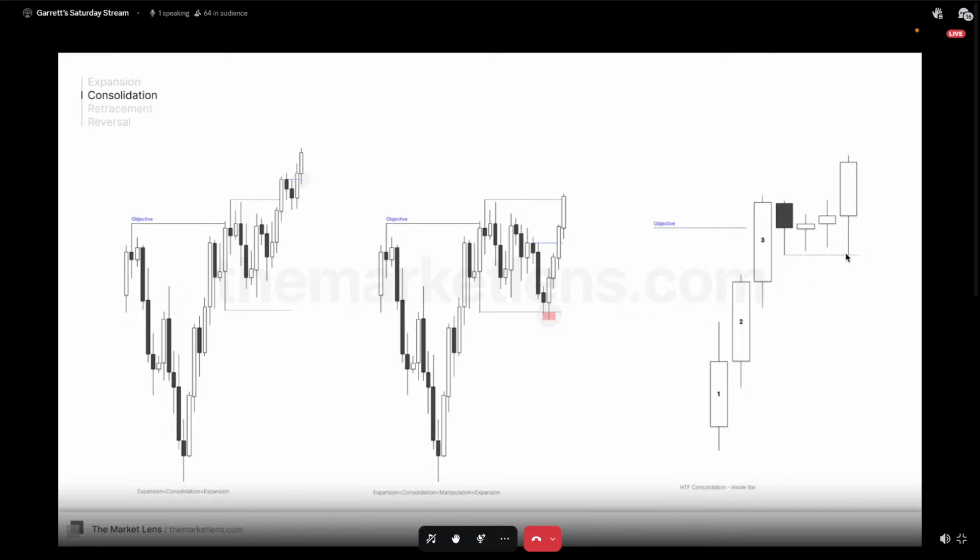The way we want to trade that is, again, ideally we want to see price take out that consolidation low, which on lower time frame, these are swing points on lower time frame, right? This would be the manipulation and expanding for a continuation, right?